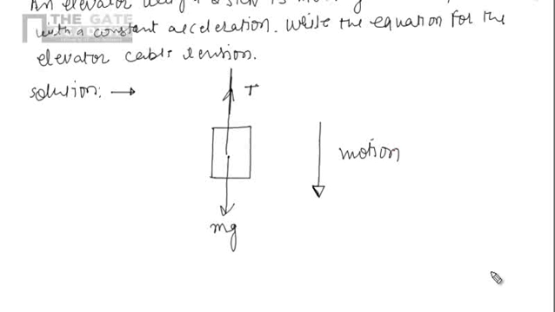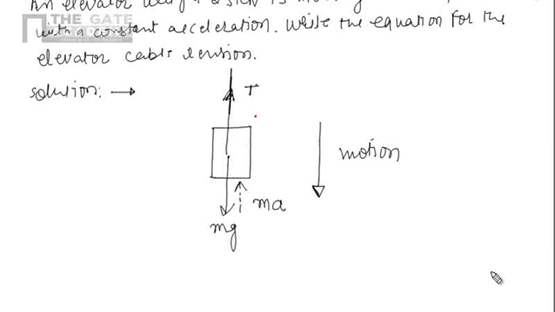But for applying the D'Alembert principle, we have to introduce the inertia force which will act in the direction opposite to the direction of motion. The direction of motion of the elevator is downward, so the inertia force will act opposite to that. It will act in the upward direction. And the value of inertia force, we know, is mass into acceleration. Now this elevator is in dynamic equilibrium under the action of T, mg and ma.